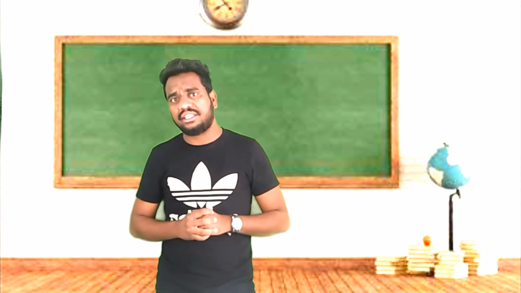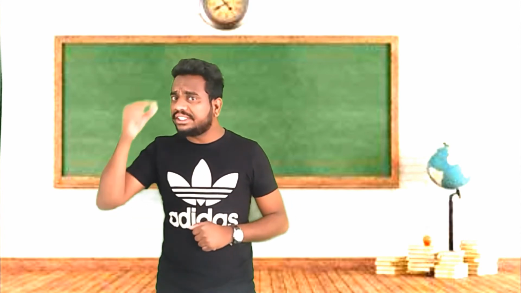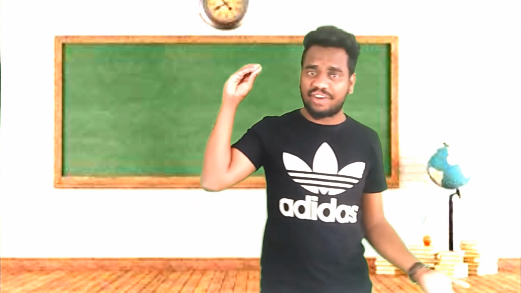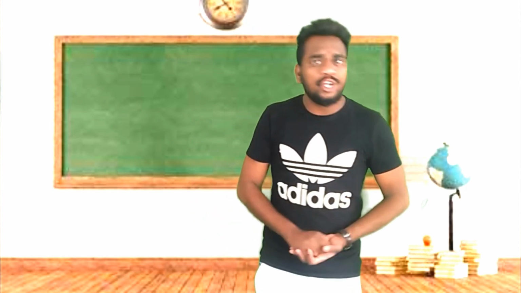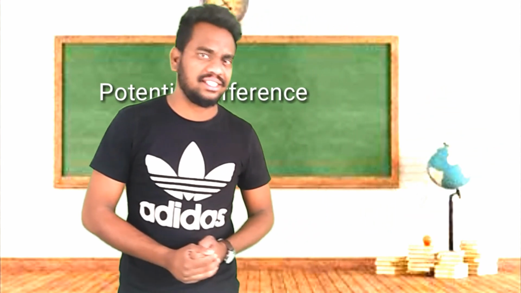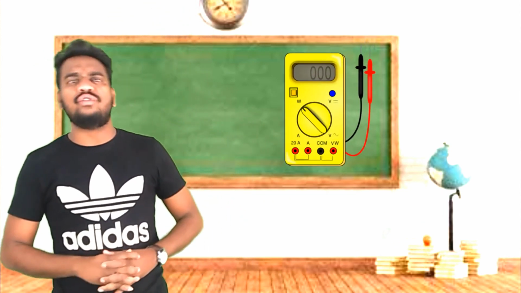That electric field, the electric force, is doing some work to move the electron from one end of the conductor to the other end, because we cannot simply move the electrons. There must be some work done to move the electrons, and that work done by the electric force to move the electrons from one end of the conductor to the other end is termed as potential difference. And potential difference is also called voltage, as it can be measured with a device called a voltmeter, and its units are volts.